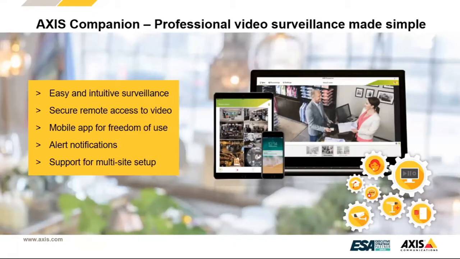So Companion is designed to be very simple. It's easy and intuitive, and it's going to help you with remote access to your video. It has a few limitations: you're limited to 16 cameras per site, and they must be Axis cameras. But it also provides you with a mobile app to freely view your video. You can get alert push notifications. So let's say that there's motion after 10 p.m. at your small office. You're going to be able to get a push notification to your phone for that.